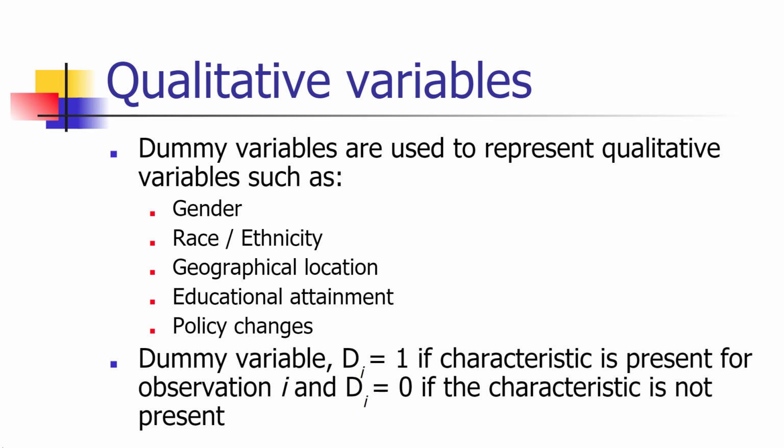The way we represent these qualitative variables is by creating what we call a dummy variable, which is assigned to have the value of 1 if the characteristic is present for that observation, and 0 if the characteristic is not present. So in the data set that you're working with, let's say if you're working with an Excel spreadsheet, a dummy variable would be a column consisting of 1s or 0s. If it's 1, it means that characteristic exists. If it's 0, it means it does not apply for that particular person or for that particular observation.